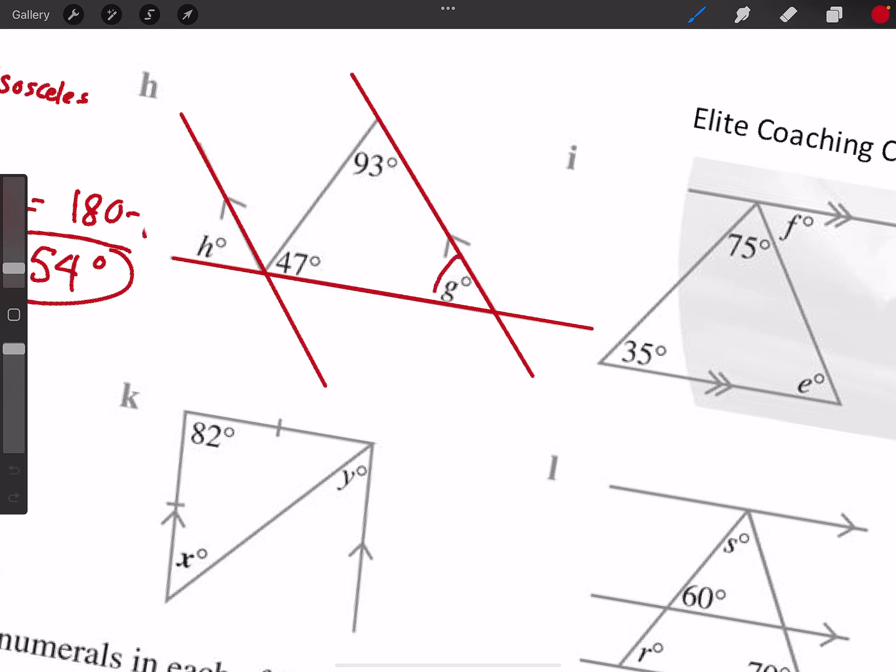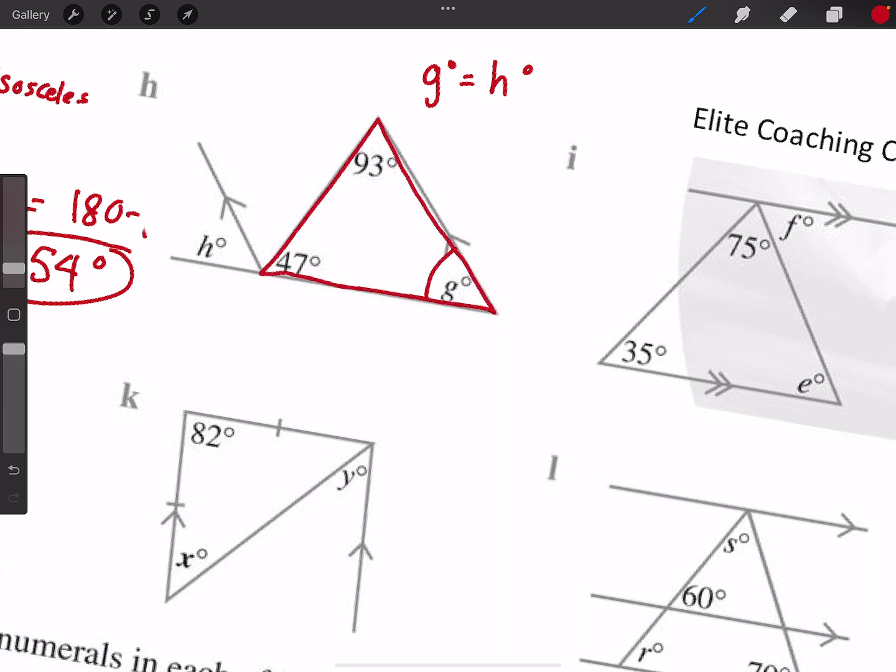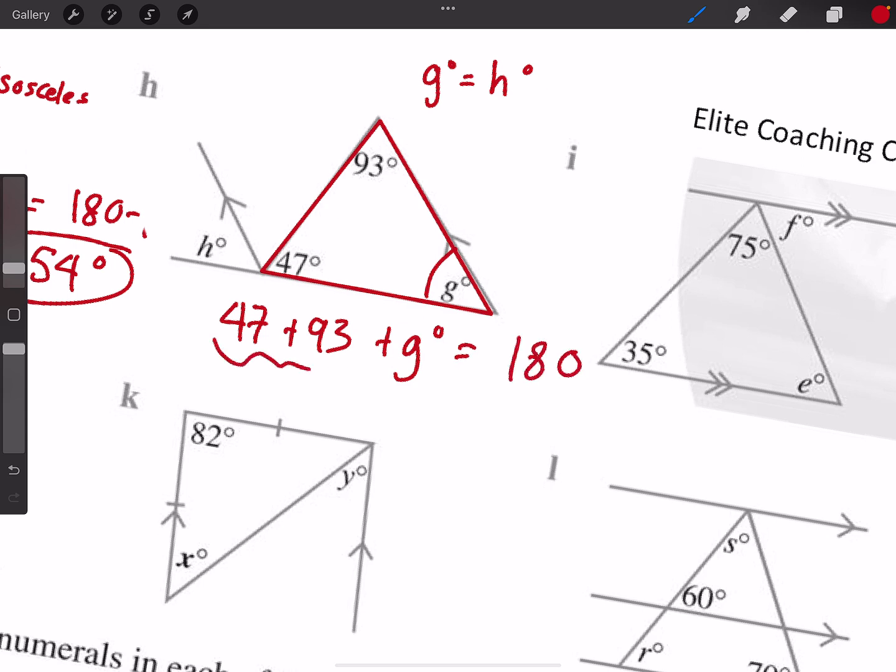So here's an acute angle and here's another acute angle. So therefore, G is equal to H. The angle G equal to angle H. Okay, let's work out what G is first. Once you get G, you can get H. So let me just put that there for now. Now, let's find out what G is. We can find out G because we have a triangle here. And we know that all the angles inside the triangle must add to 180. So 47 plus 93 plus the angle G is equal to 180 degrees. Now these two add up to, this will be 140.